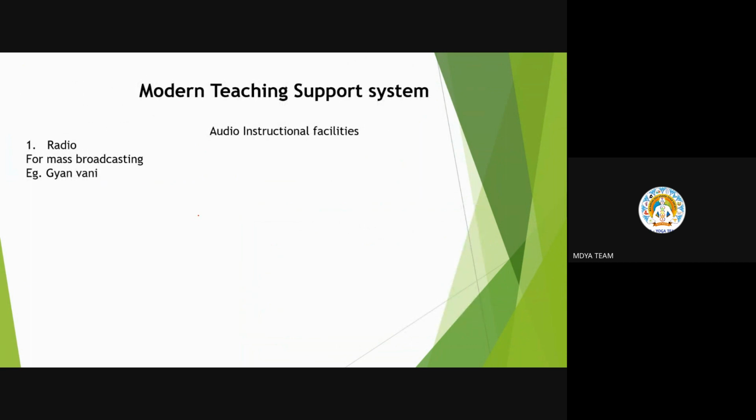So this is the modern teaching support system, and this includes audio also. In the traditional system, there were only visual things, and in the modern teaching support system, audio instruction facilities are also available. The first thing is radio. Now radio is outdated, but when it came in the beginning, it was a revolution in the field of teaching. Radio was used for mass broadcasting. If there was any news, it was first broadcast on the radio. In every house, there was at least one radio.